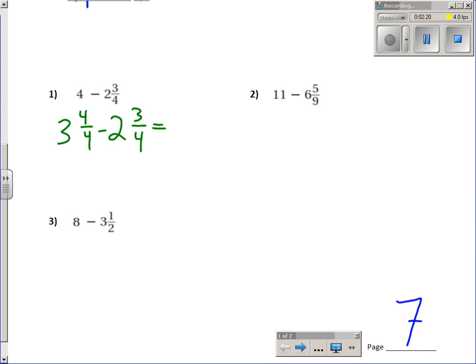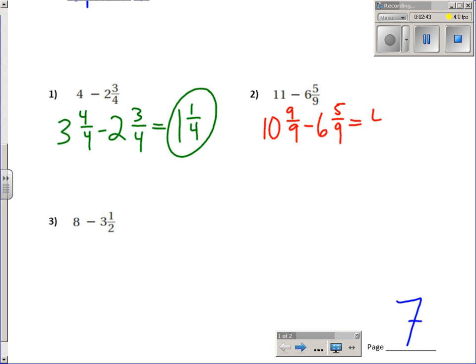We're going to subtract the whole numbers. 3 minus 2 gets 1, and then we'll take care of the fractions, and we're left with 1 and 1/4. All right, moving on to example 2. That 11, we can't take any ninths from it, so we want to borrow and turn that into 10 and 9/9 so that we can subtract the 6 and 5/9. We do that and we're left with 4 and 4/9.